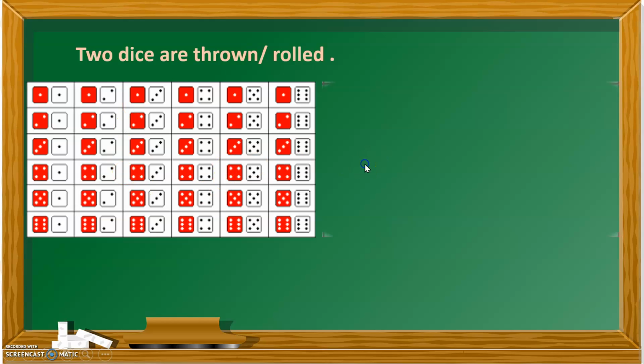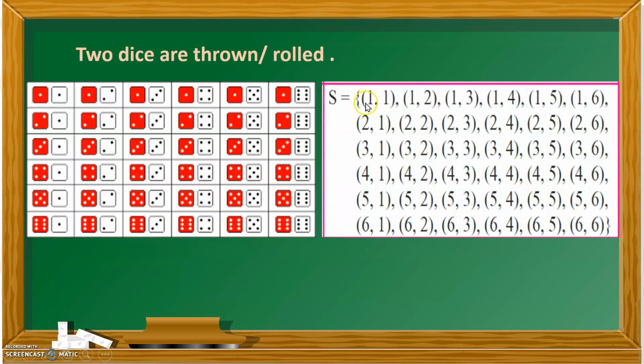The sample space has to be written in this manner: 1 comma 1, 1 comma 2, 1 comma 3 and so on up to 6 comma 6. It has to be written one below the other very neatly, so that when we are writing any event we do not get confused. It becomes very convenient for writing any events. So here n of S, the number of sample points, is 36.